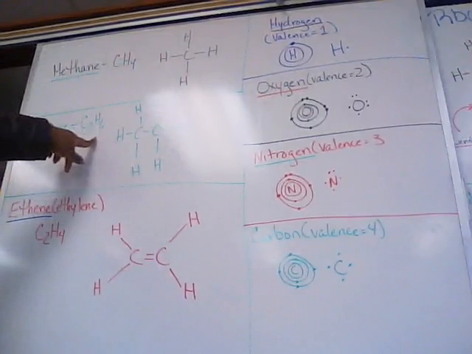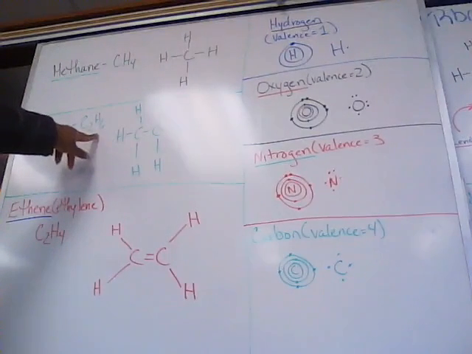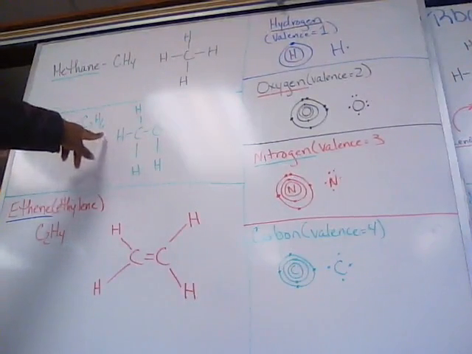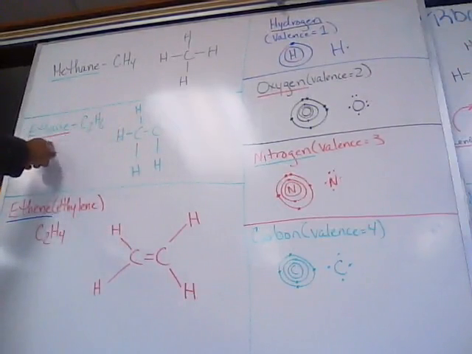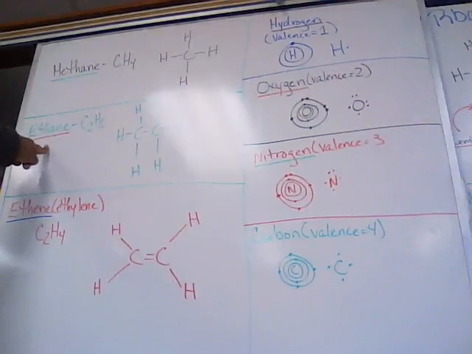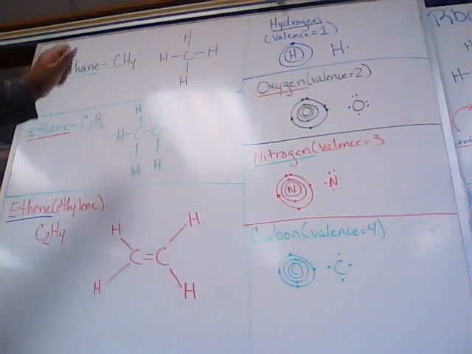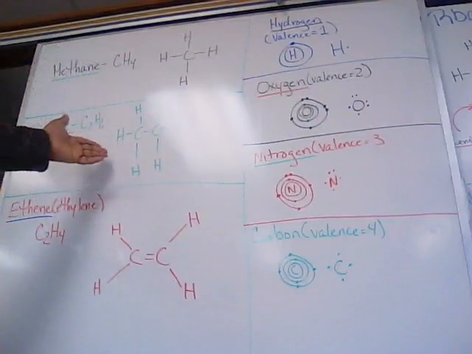Ethane. The molecular formula for ethane is C2H6. And this is the structural formula here for ethane. A molecule may have more than one tetrahedral group of single bonded atoms. Ethane consists of 2 such groups, as we can see here.